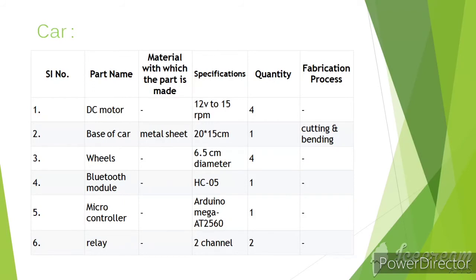Next, for the car, we need 4 DC motors of 15 RPM. The base of the car will be made of a metal sheet 20 by 15 centimeters. We need 4 wheels of 6.5 centimeter diameter, one Bluetooth module to pass the characters to the car through the Arduino, 2 2-channel relays for controlling the direction of the DC motors.